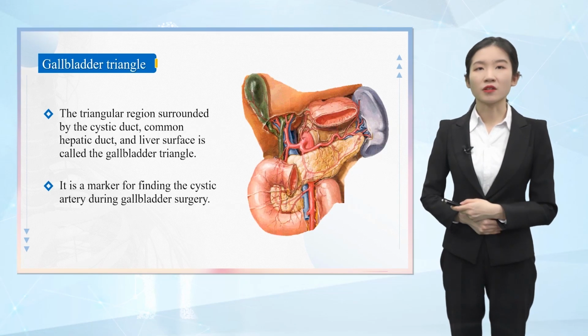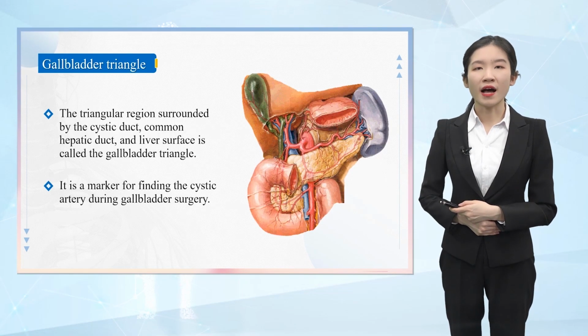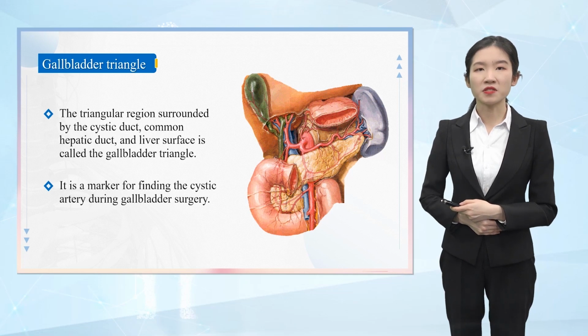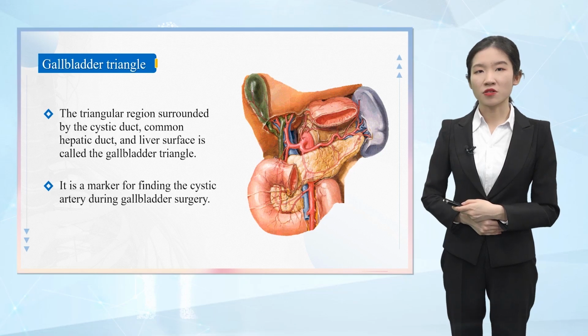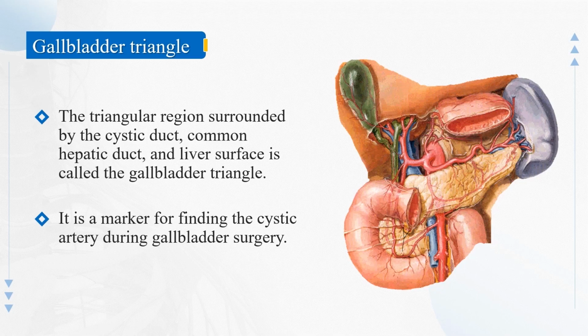Next, let's learn the gallbladder triangle. The triangle region surrounded by the cystic duct, common hepatic duct, and liver surface is called the gallbladder triangle. It is a marker for finding the cystic artery during gallbladder surgery.